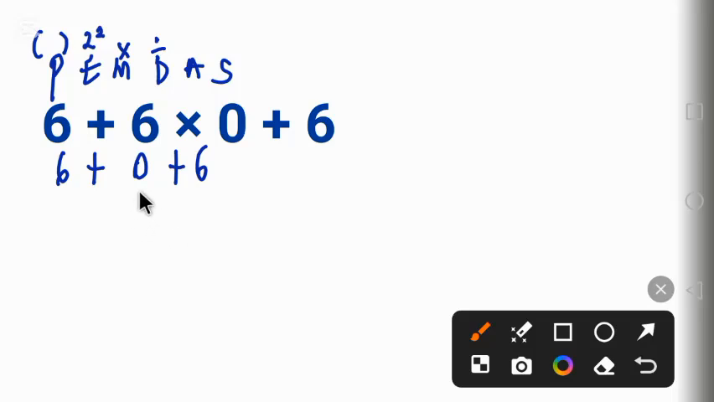Next is addition and subtraction. These two operations are on the same level, so we evaluate from left to right. Looking at it, we have only plus here. So let's start adding. 6 plus 0 will give us 6, plus this 6. Now 6 plus 6 will give us 12. This is the correct answer to this question.